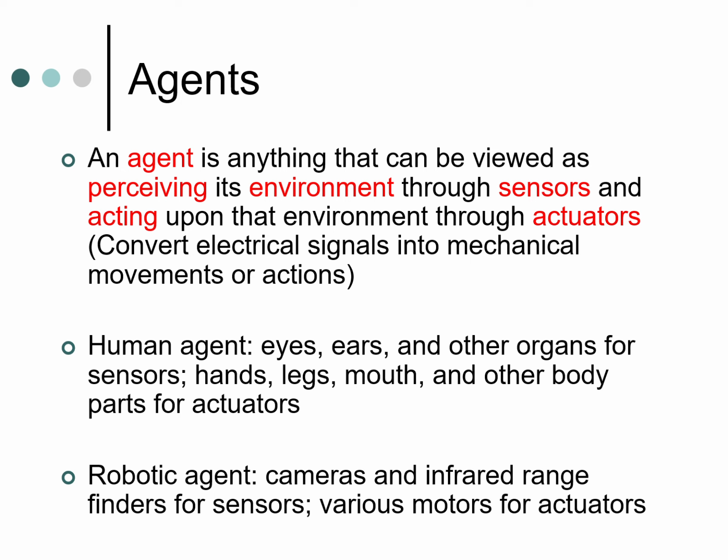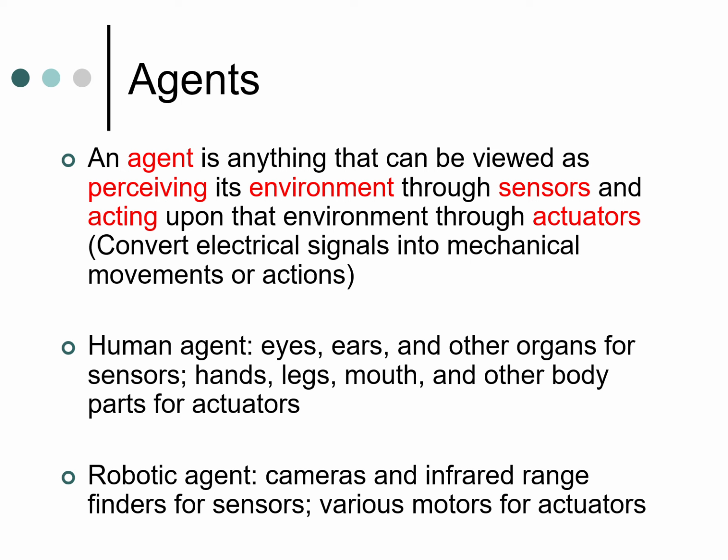First, let us discuss what an agent is. Generally, an agent is anything that can be viewed as perceiving its environment through sensors and acting upon the environment through actuators. Actuators mean the conversion of electrical signals into mechanical movements or actions.